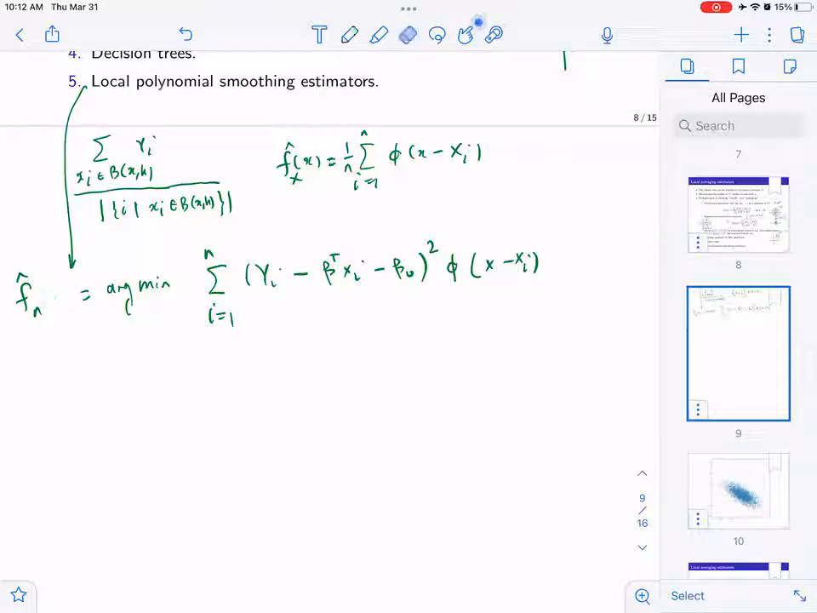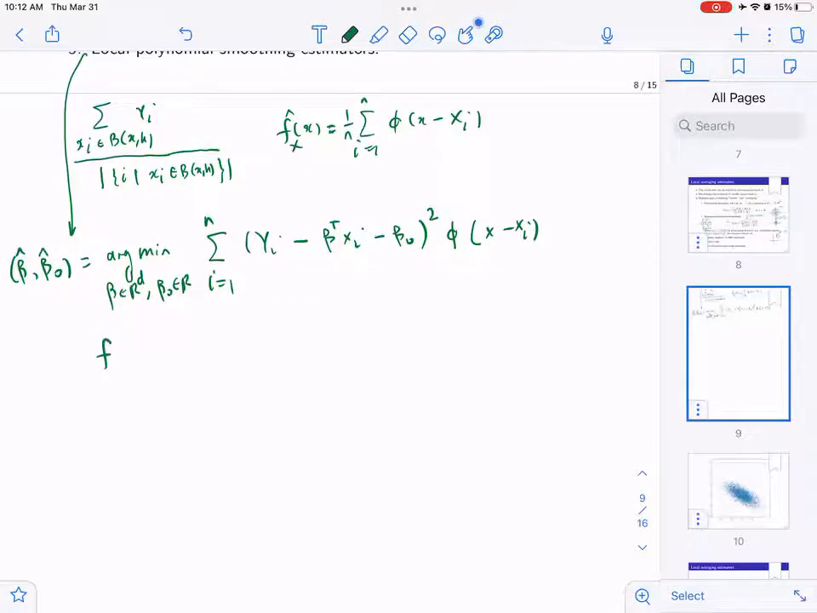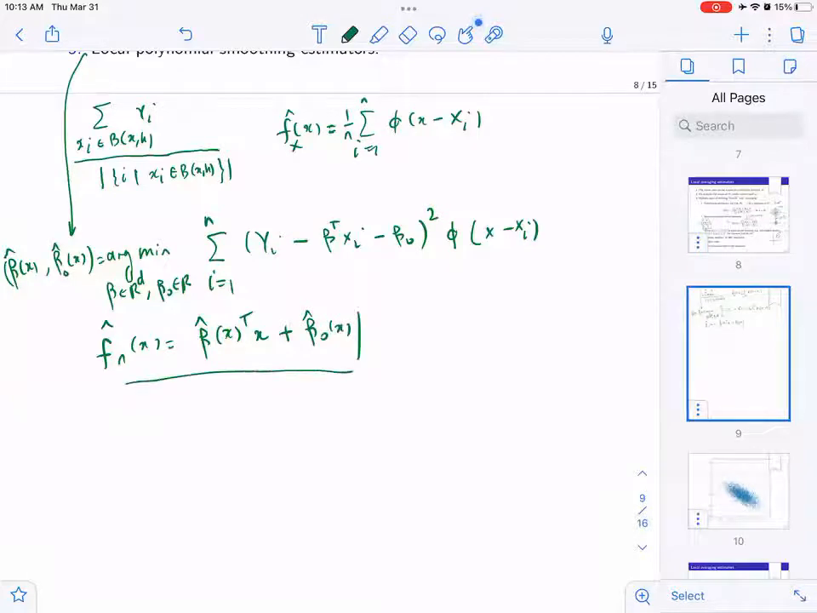Well, actually, this is not going to give me f hat directly. It's going to give me beta hat, and beta hat naught, if you want, as the argmin over beta in R^d and beta naught in R. And then my estimator, I should be careful, would use beta hat of x and beta hat naught of x. f hat of x would be just beta hat of x transpose x plus beta hat naught of x. So for each fixed x, I'm going to solve this.